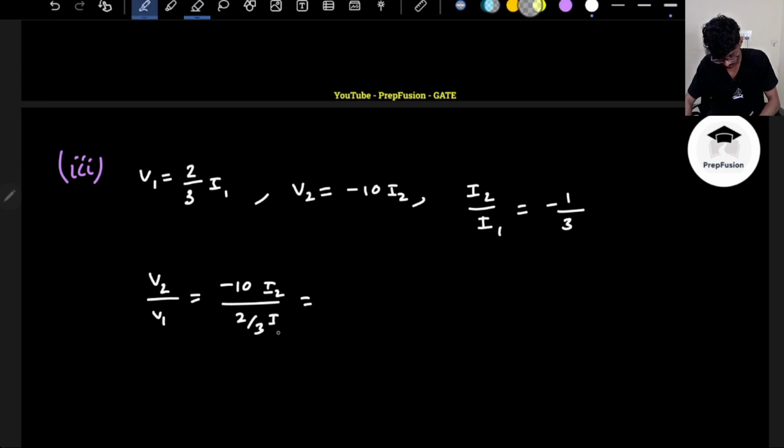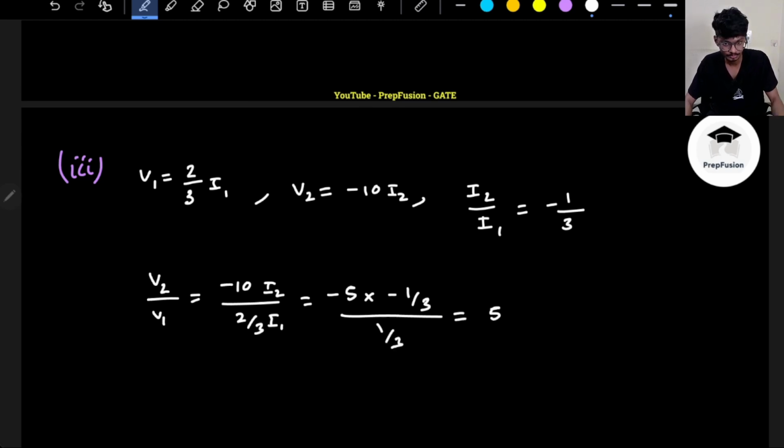So it will be minus 5 into I2 by I1. I2 by I1 is simply minus 1 by 3, and the divide by 2 gets cancelled, 1 by 3 is there. So basically it will be 5. So V2 by V1 will be simply 5. So 5 will be your answer for this question, and that is how you solve this question.